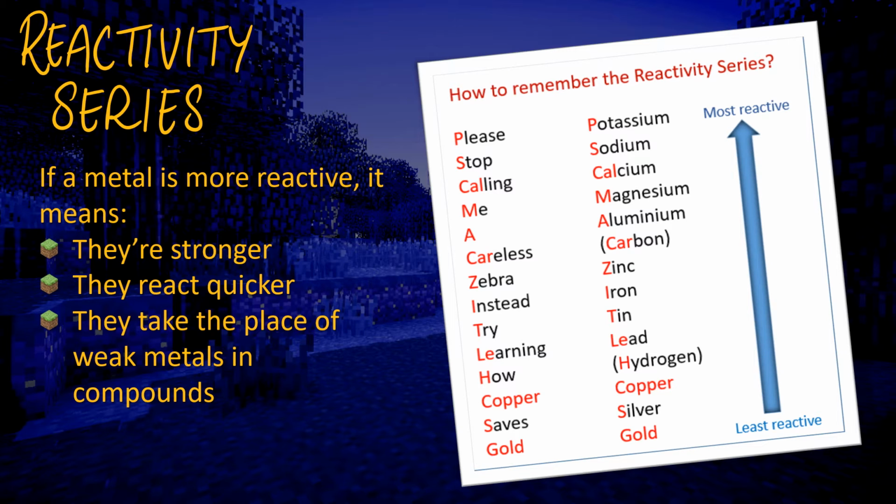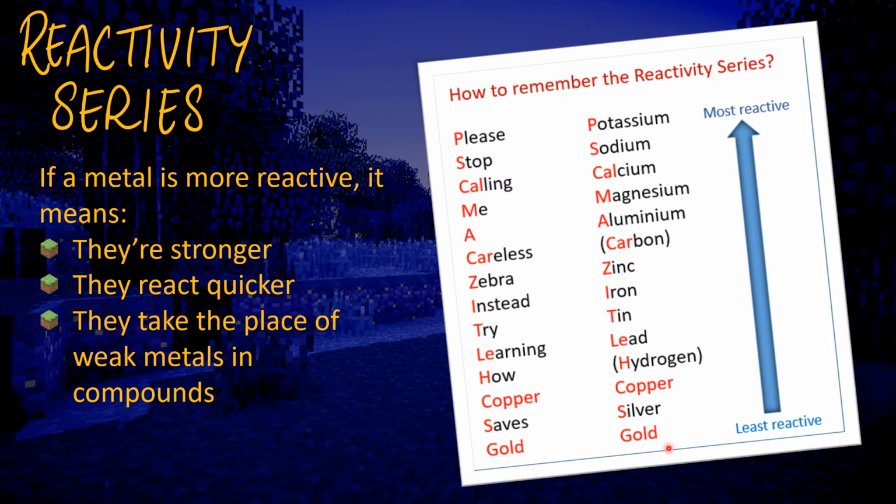Okay, so the reactivity series. If a metal is more reactive, it means they're stronger, they react quicker, and they take the place of weaker metals in compounds. So this is our reactivity series here. Ignore this bit on the left-hand side. That's just an easier way of remembering it. You don't need to memorize the reactivity series though, so it's fine.